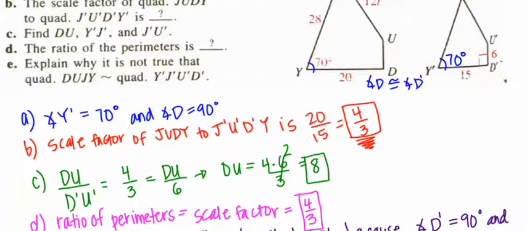Okay, we have our answers. A, I have angle Y prime is equal to 70 degrees, and angle D is 90 degrees. The scale factor of JUDY to J prime, U prime, D prime, Y prime, so I forgot a prime there, is 20 to 15, which is equal to 4/3.